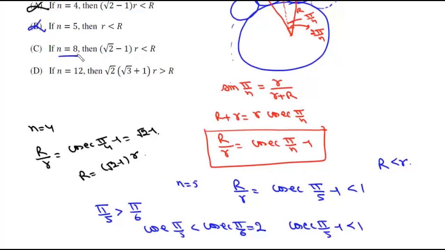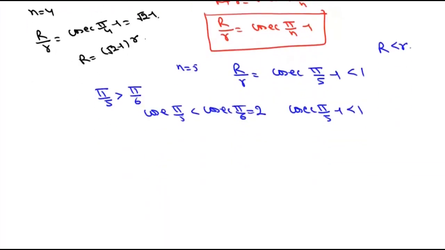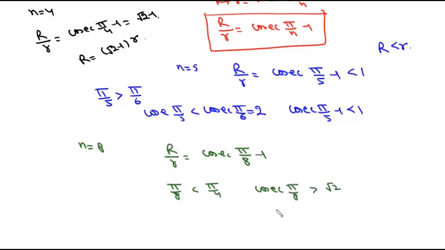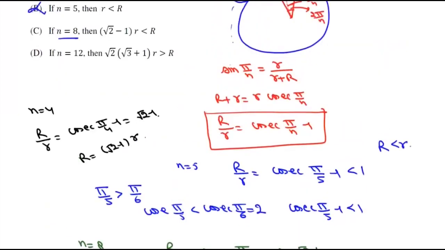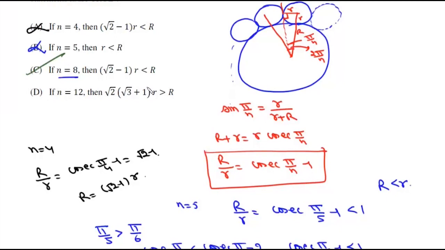Now for option C, we'll take n as 8. If we take n as 8, we can write R upon r equals cosec pi by 8 minus 1. Now pi by 8 is less than pi by 4, so cosec pi by 8 will be greater than cosec pi by 4, which is root 2. So cosec pi by 8 minus 1 will be greater than root 2 minus 1. So in this case, for n equals 8, R should be greater than root 2 minus 1 into r. That means this option C is correct. R is greater than root 2 minus 1 into r.